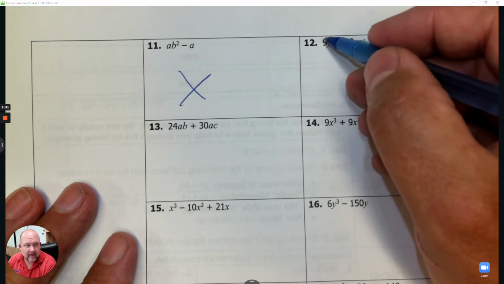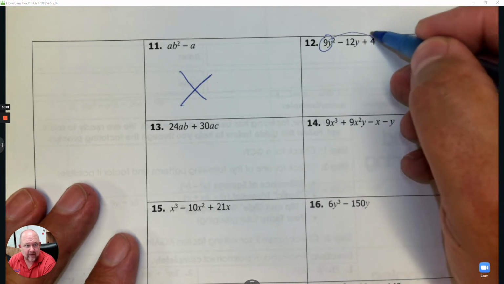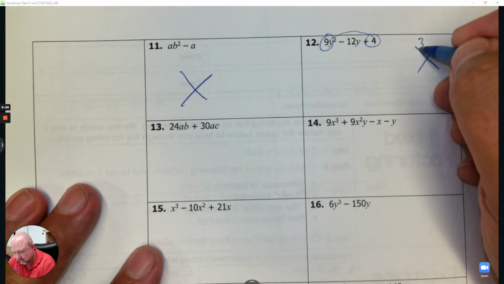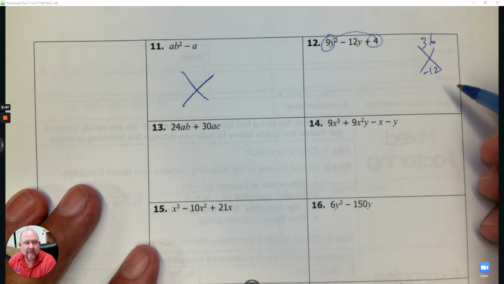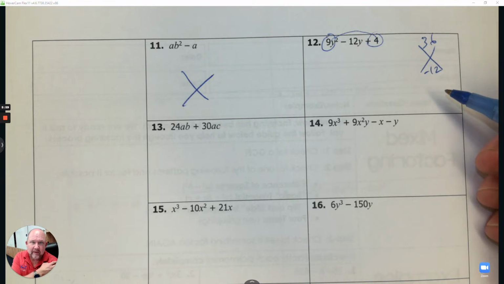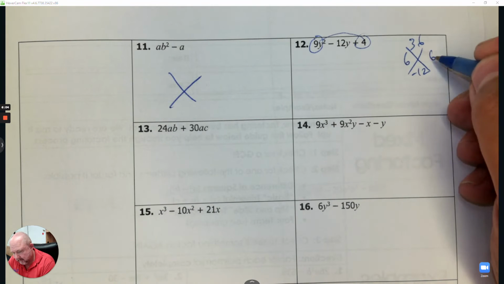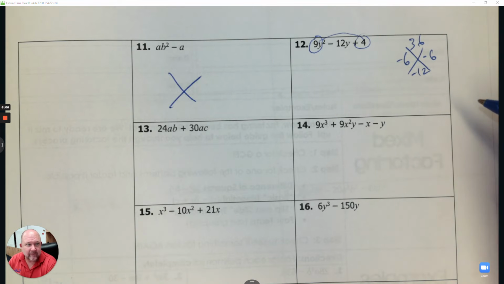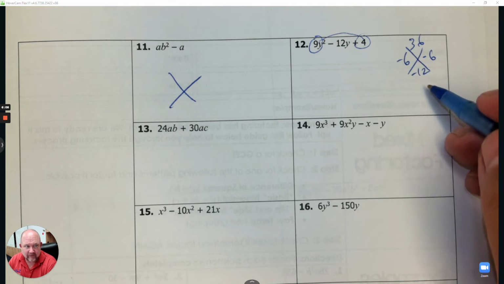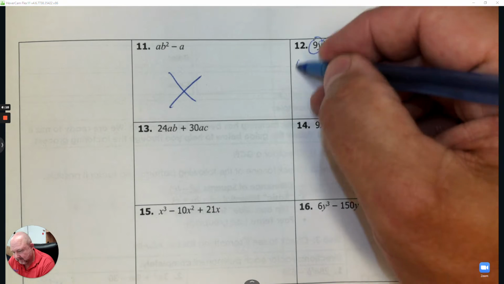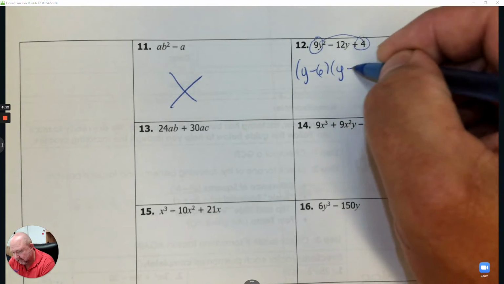So again, I'm going to take the first times the last. That's 36 and negative 12. I want to find two numbers that multiply to 36 and add to negative 12. Both numbers need to be negative for it to fit. So it multiplies to 36 and adds to negative 12. The letter minus 6, the letter minus 6.